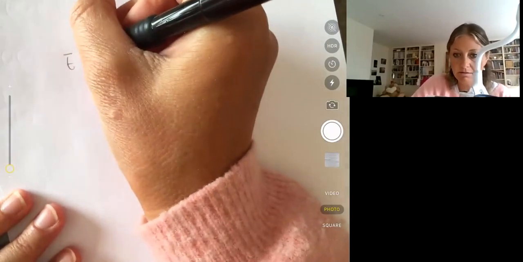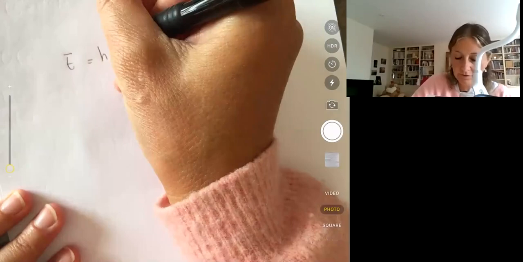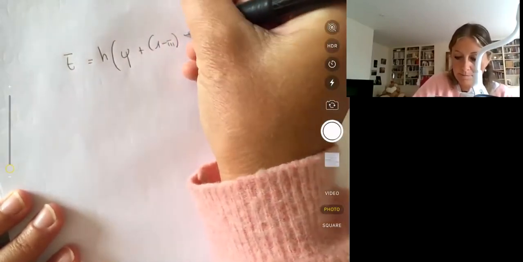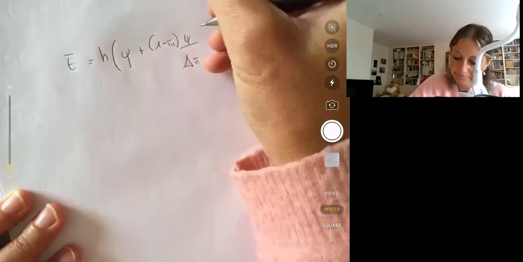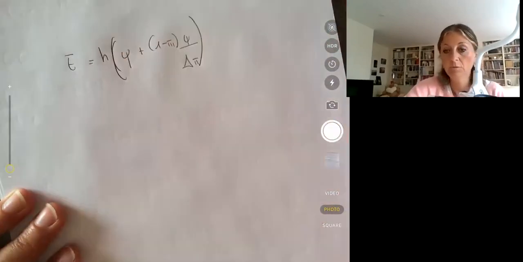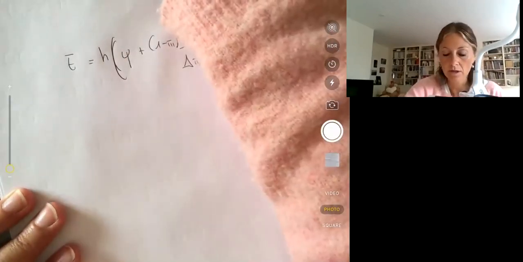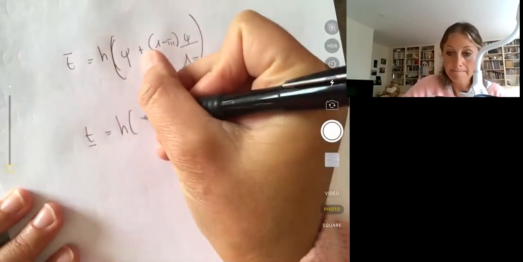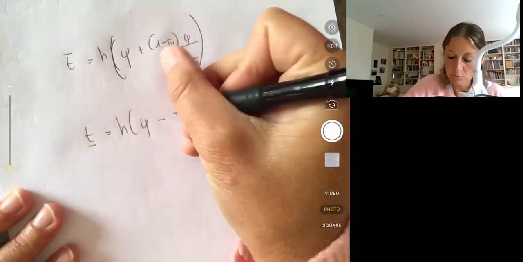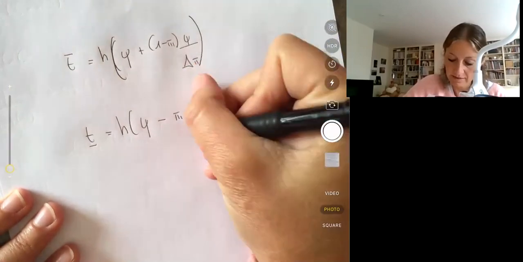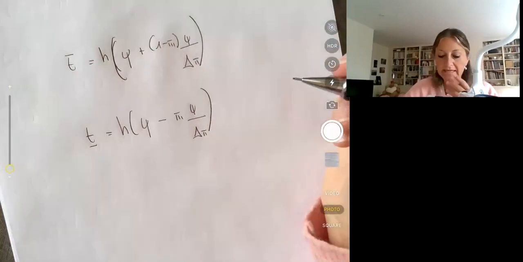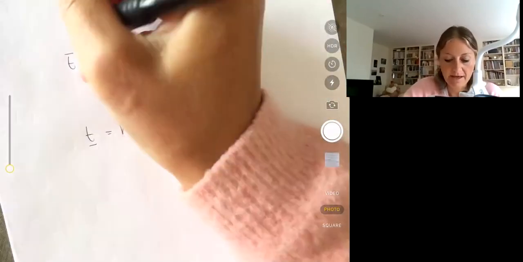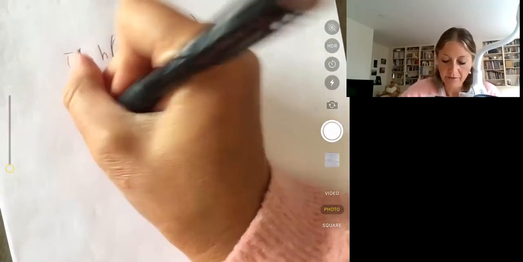T upper bar is going to be a function of psi plus (1 minus pi 1) psi over delta pi. Remember that we are using an h function, and t lower bar is going to be given by psi minus pi 1 psi divided by delta pi. Now, there are a few things we need to say about this final result.